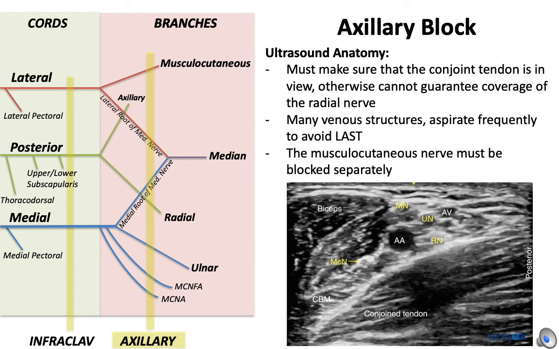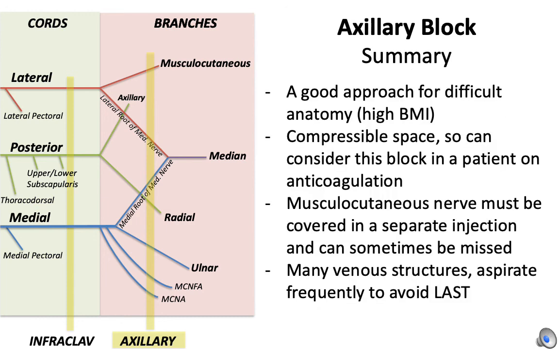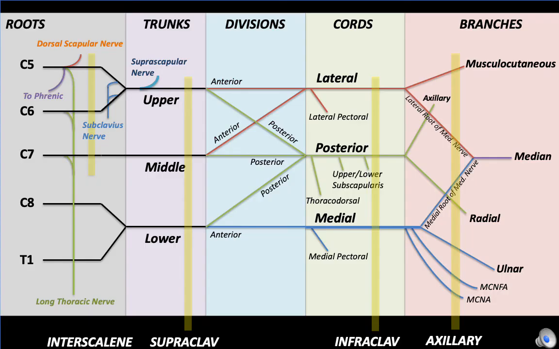In summary, the axillary block is another useful block for surgeries of the upper arm through the hand and can be considered in patients with difficult anatomy or patients on anticoagulation, since it is a compressible space. The musculocutaneous nerve must be covered with a separate injection. This area has many venous structures, so it is important to aspirate frequently to avoid local anesthetic toxicity. This concludes our overview of the brachial plexus and upper extremity nerve blocks.